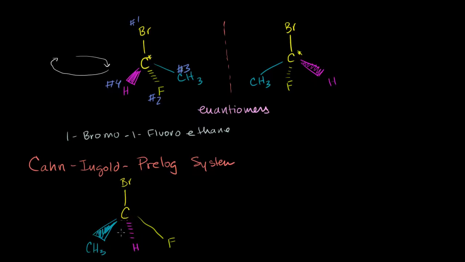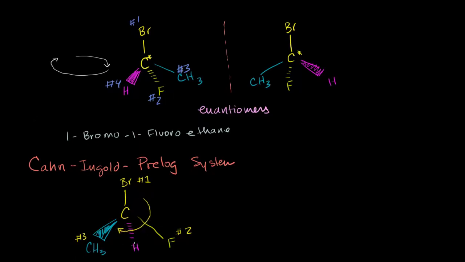So we look at the largest, which is bromine, number 1. Then number 2 is fluorine. And then number 3 is this methyl group, the carbon that's bonded to this carbon. And in the Cahn Ingold Prelog system, we literally just think about what would it take to go from number 1 to number 2 to number 3. In this case, we would go in the clockwise direction.